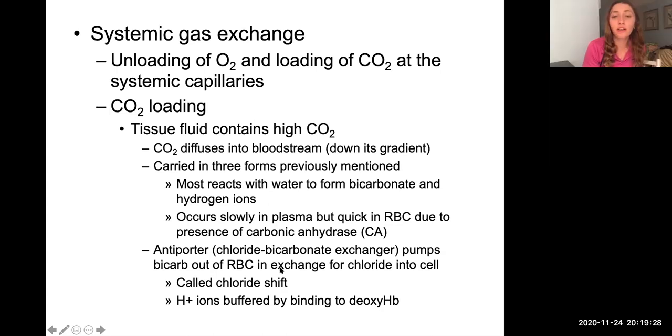Yeah, this is basically all explained. It occurs slowly in the plasma, but quickly in the RBC due to the presence of carbonic anhydrase, and basically that turns it into carbonic acid, and that dissociates into the bicarbonate and the hydrogen.